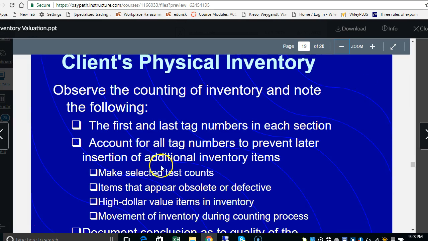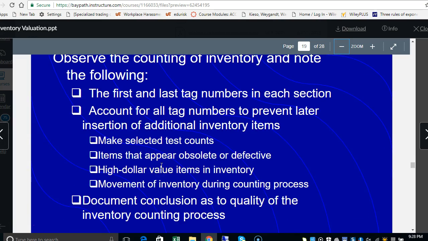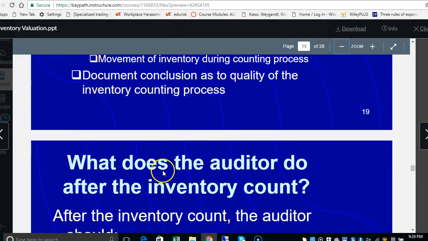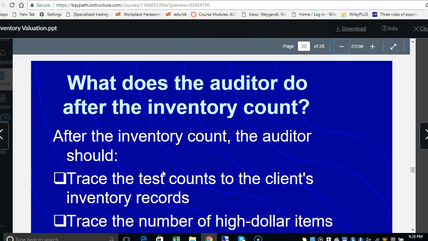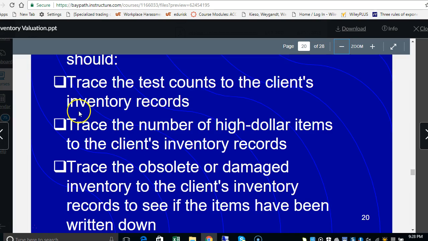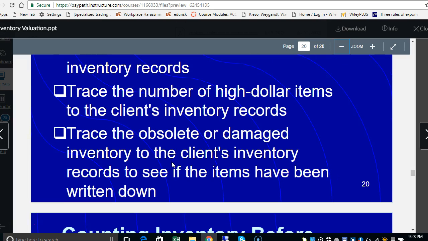Observe the counting of inventory and note the following. The first and last tag numbers in each section. Account for all tag numbers to prevent later insertion of additional inventory items. Select test counts, items that appear obsolete or defective, high dollar value items in inventory, and movement of inventory during the counting process. Once the inventory count is done, the auditor should trace the test counts to the client's inventory records, trace the number of high-dollar items to the client's inventory, and trace the obsolete or damaged inventory to the client's inventory to be written down.